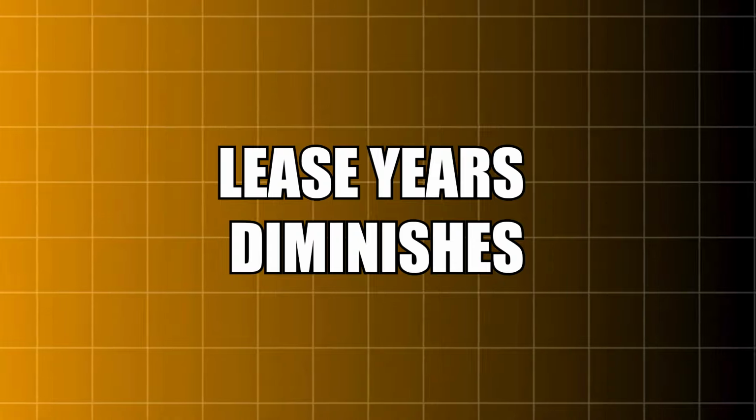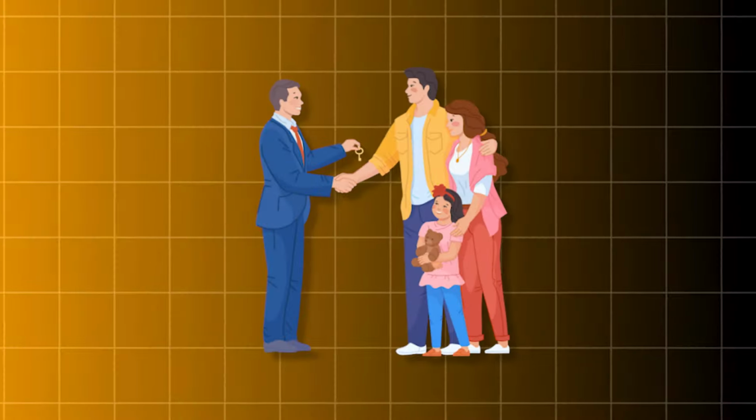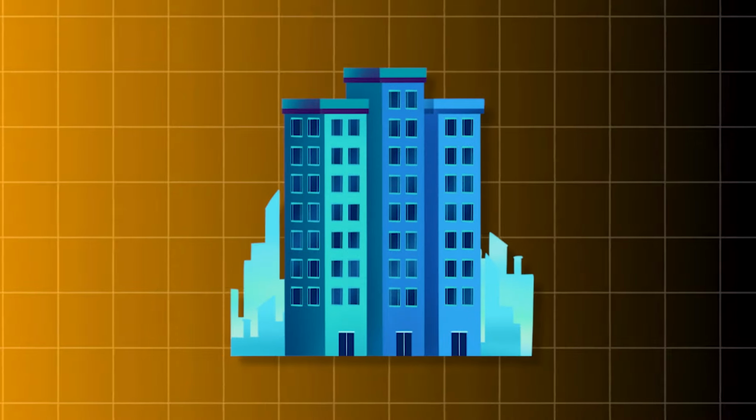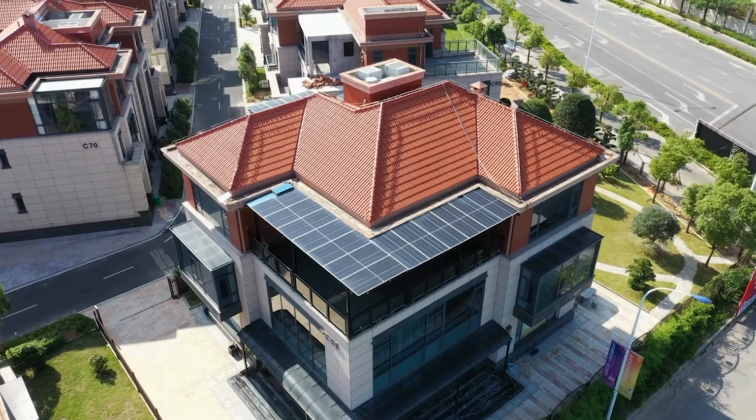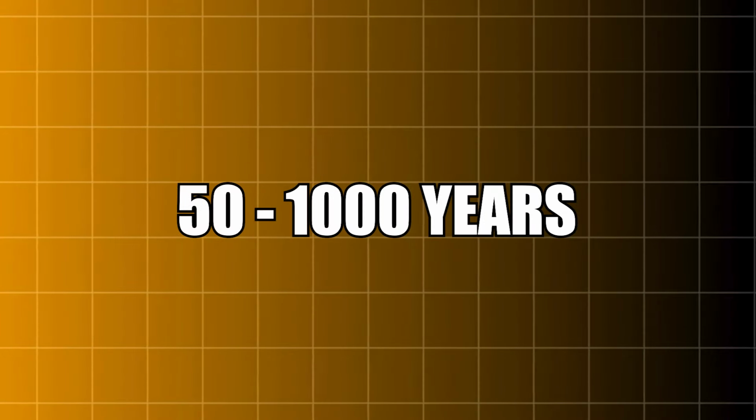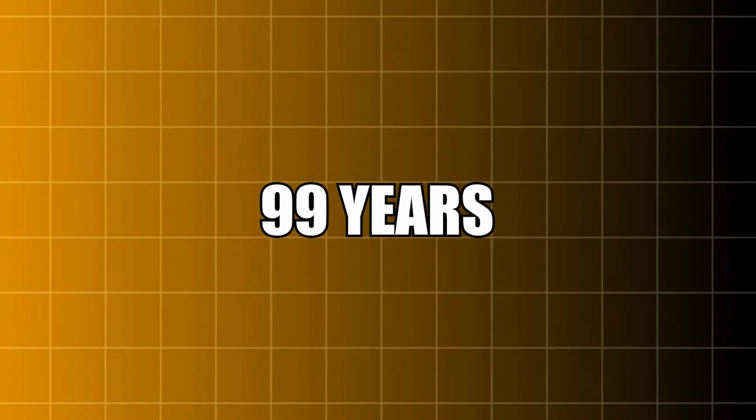Next, lease years diminish. So let me tell you a bit about lease years. If you were to buy an apartment, in most cases the apartment comes with leasehold years, meaning you are going to be able to stay in that property for a certain amount of years without being evicted, sort of. That gives you the length of time you can stay in the property. Lease years start from 50 to 1,000 years. In most cases, they are 99 years.